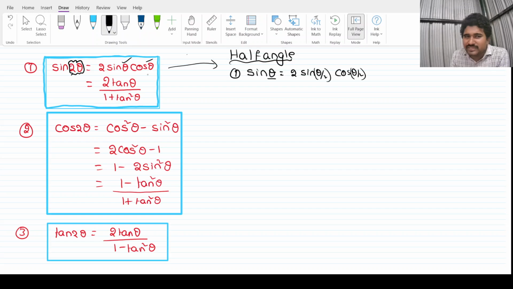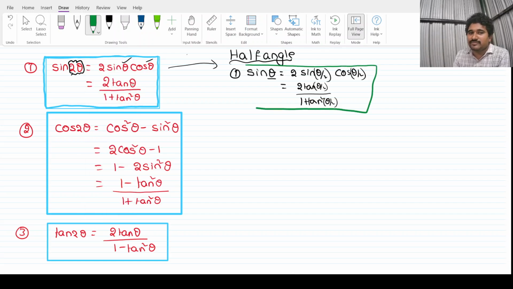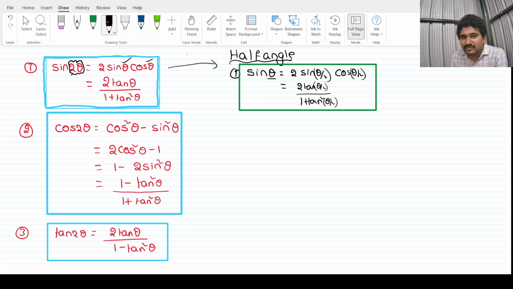These are coming from this only. Understand? Sine theta is equal to 2 tan theta by 2 by 1 plus tan square theta by 2. Keep that in mind. Understand? Next one, cos theta. What is the cos theta formula? Very good. Write fast. Cos square theta by 2 minus sin square theta by 2.